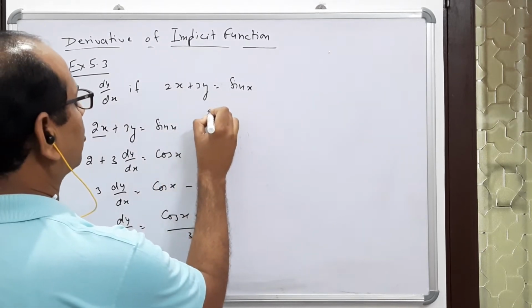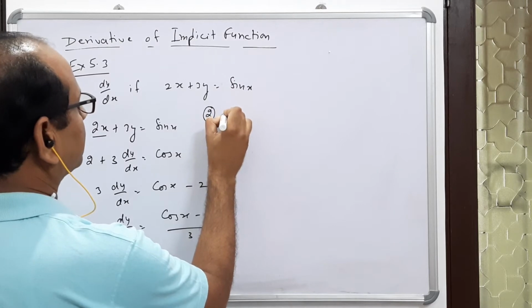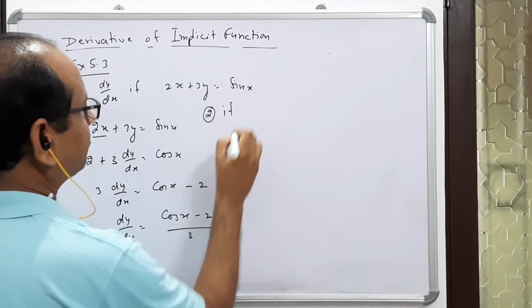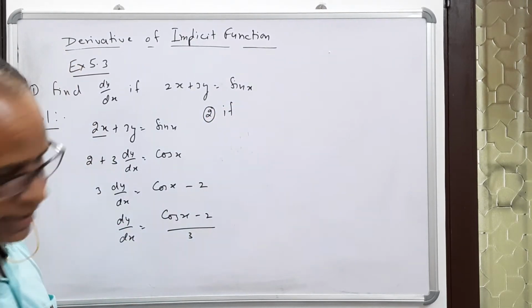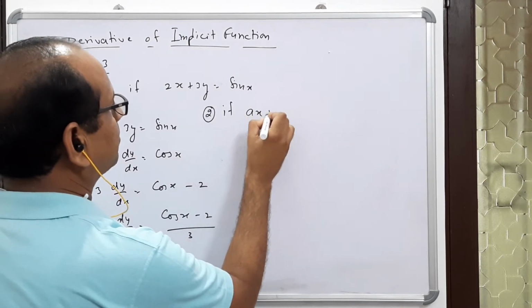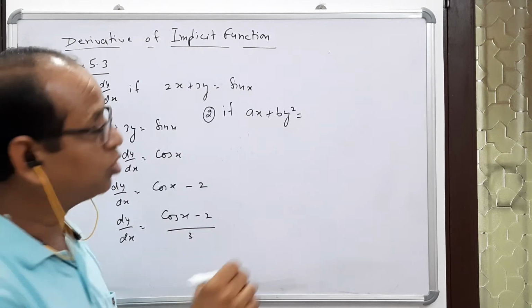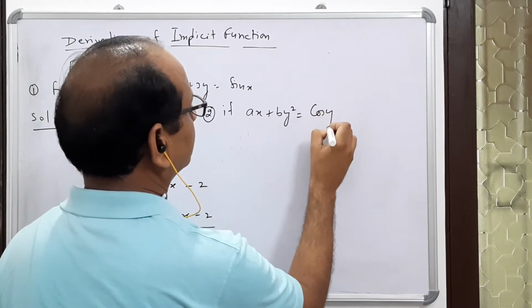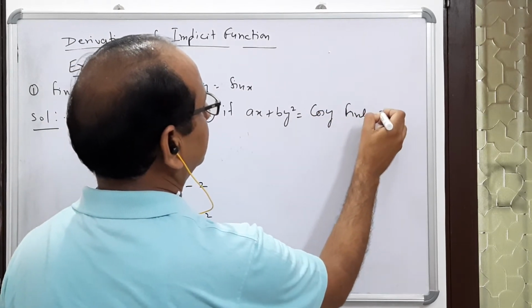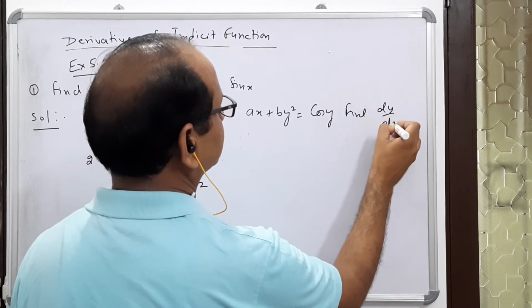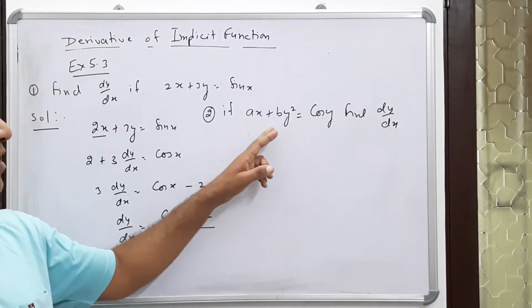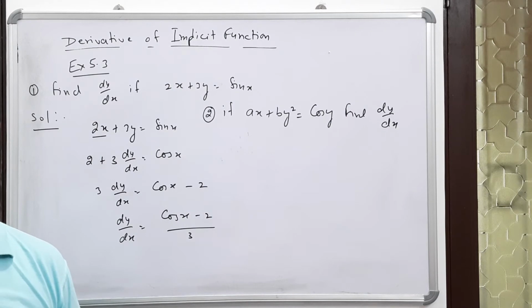I am taking one more problem here. If ax square plus by square equals to cos y, find dy by dx. Please see this function. Now this function cannot be expressed in terms of y.